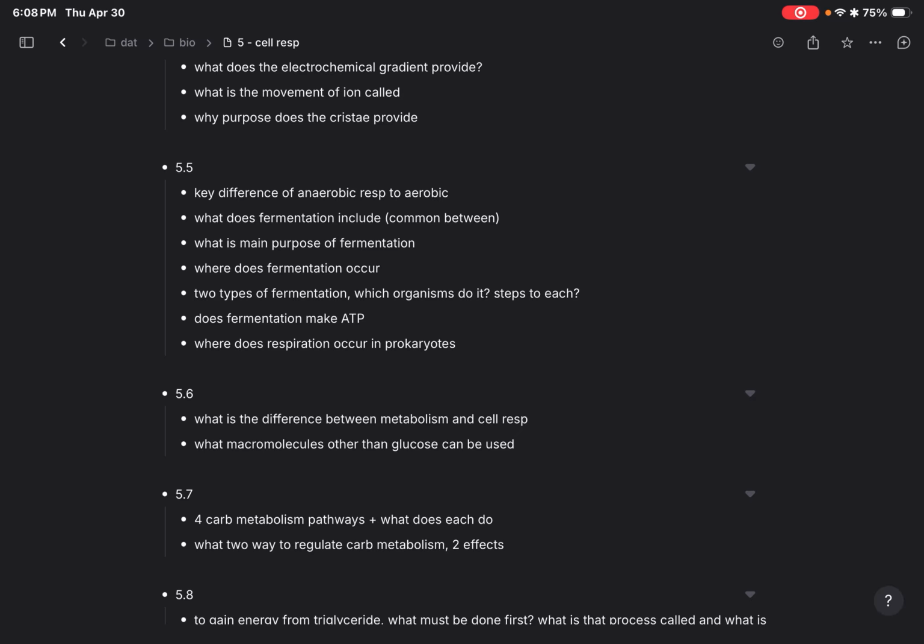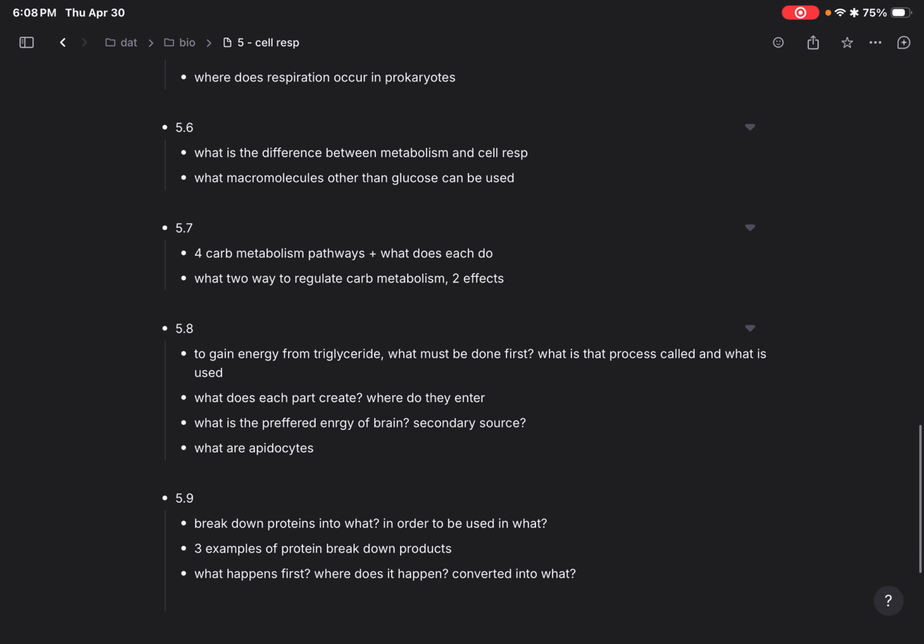No, it doesn't. Where does respiration occur in prokaryotes? It occurs on the cell membrane rather than the mitochondria, because they don't have membrane-bound organelles. Okay, what is the difference between metabolism and cell respiration? Metabolism contains all of the anabolic and catabolic reactions. Cell respiration is catabolic, so it's just a part of it. What macromolecules other than glucose can be used? We could use lipids, longer chain carbs, and proteins. We can use nucleic acids.